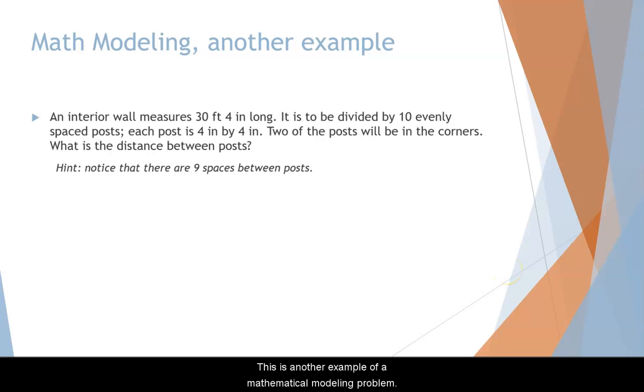This is another example of a mathematical modeling problem. Unlike the U-Haul problem, this is not going to be modeled well by the equation y equals mx plus b. That equation has to do with a rate. And in this particular question, pause the video and read it, there is no rate. Instead, what's going to be more useful here is if we draw a picture.